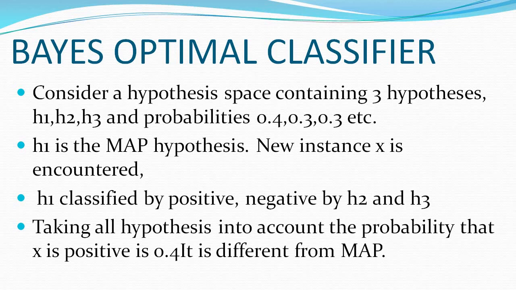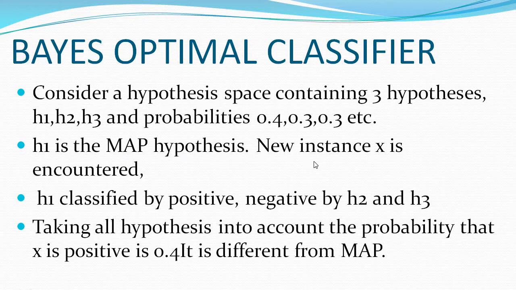Today's topic is the Bayes optimal classifier. To understand this, we are taking a simple example. With that example and with the formulas, we are going to explain the Bayes optimal classifier. In this example, there are three hypotheses with probabilities 0.4, 0.3, 0.3. Within these, H1 has the maximum probability, so we can say it is the maximum a posteriori hypothesis.